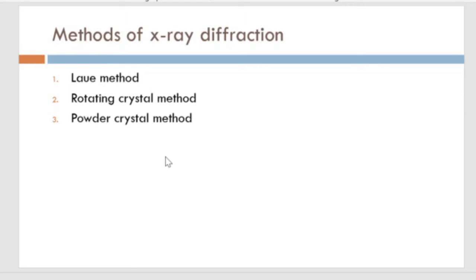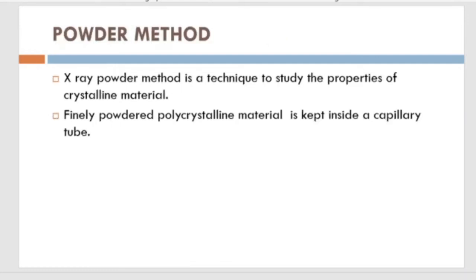So that's why we use X-rays in all these methods to study the crystal structure, that is the Laue method, rotating crystal method, and powder crystal method. Here we are not studying the Laue method and rotating crystal method. We are only going to discuss the powder crystal method. The X-ray powder crystal method is a technique used to study the properties of crystalline materials. Here we use only finely powdered polycrystalline material, which is kept in a capillary tube.